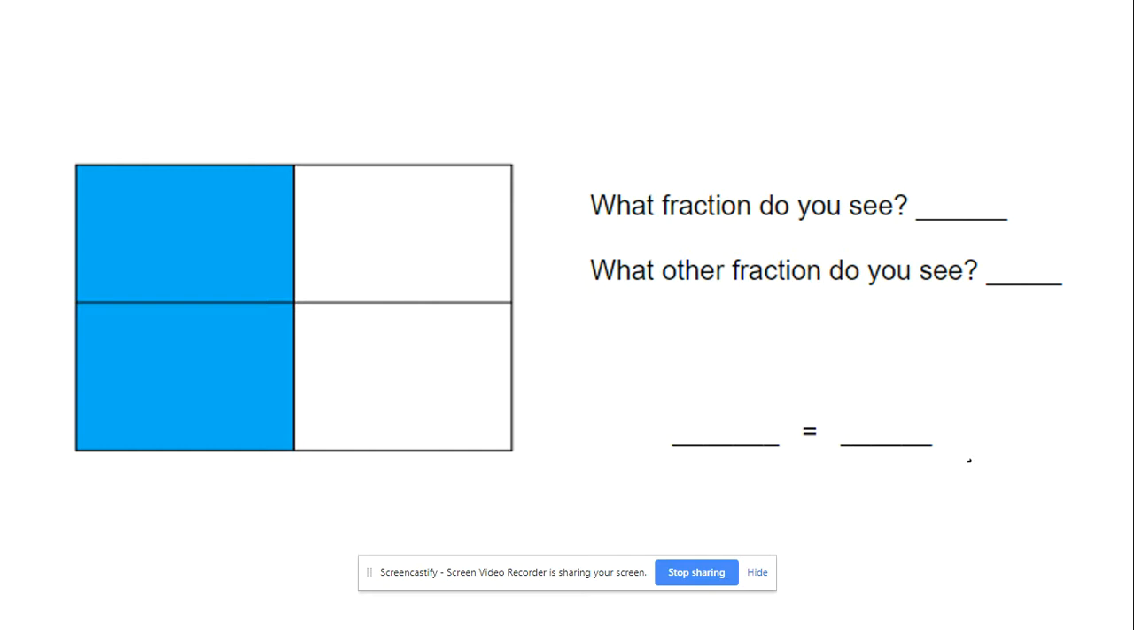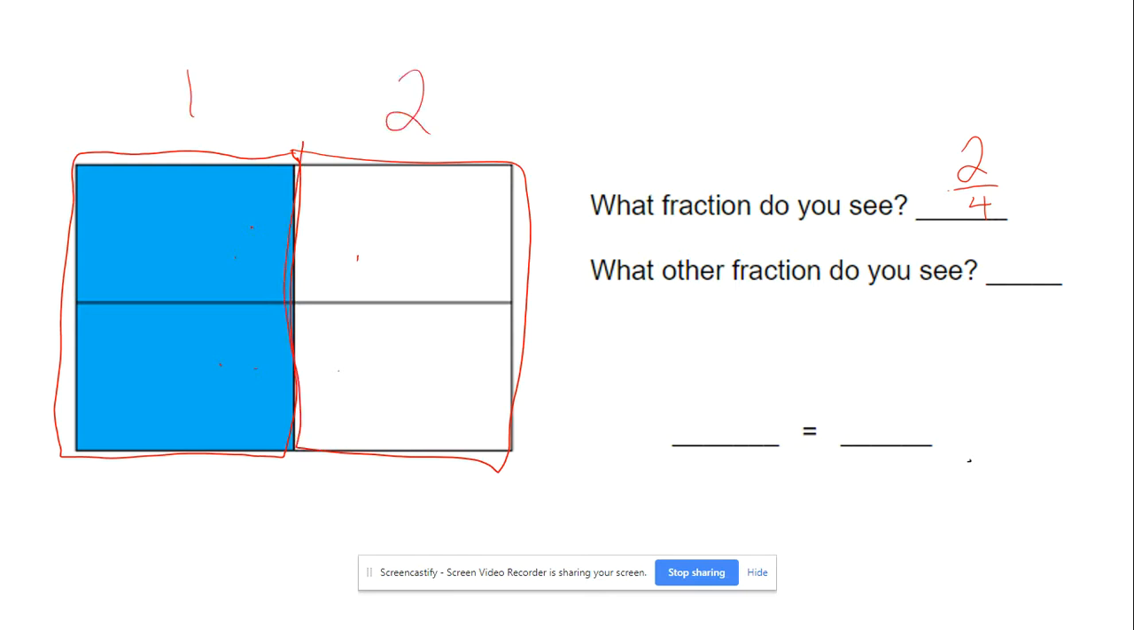It says, what fraction do you see? Well, we can see that there's one, two, three, four parts, and two of them are shaded. So we know that our fraction is 2/4. We can also see another fraction. If you look closely, half of our entire figure is shaded. Here's one column shaded, and the other column is not. One column, two columns, one is shaded, one is not. Half of the entire figure is shaded, so we have one half that we see.